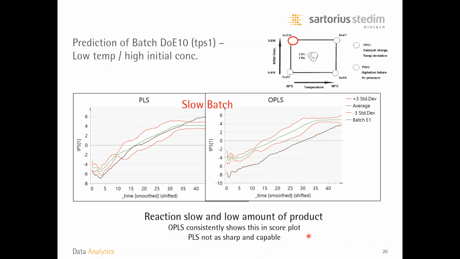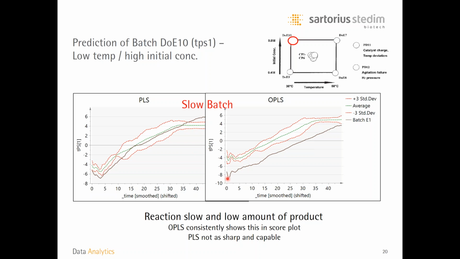The second example is another of the outer points in the DOE. This one has a low temperature and a high initial concentration. This is a batch where the reaction is slow and it produces a low amount of product. We can see that OPLS consistently shows this difference in the score plot, whereas for a good almost 2/3 of the duration of this batch, the PLS model would suggest that this slow batch actually conforms very well with the normal operating condition.